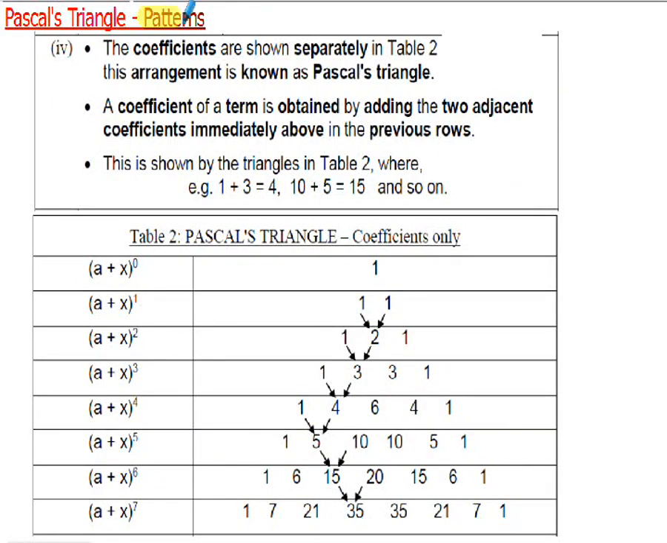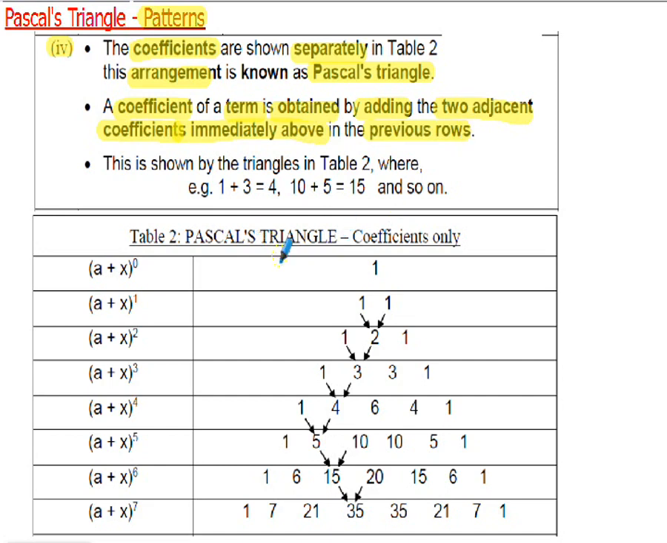Okay, patterns continued here. Pattern 4. The coefficients, that's the numbers, are shown separately in the table below. And this arrangement is known as Pascal's triangle. Now a coefficient of a term is obtained by adding 2 adjacent coefficients immediately above in the previous row.